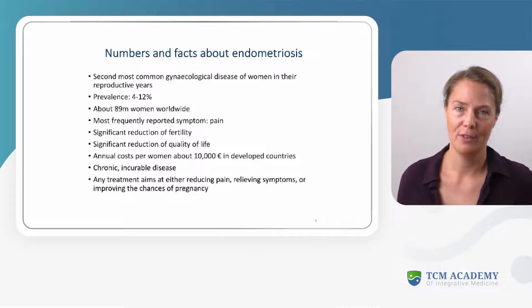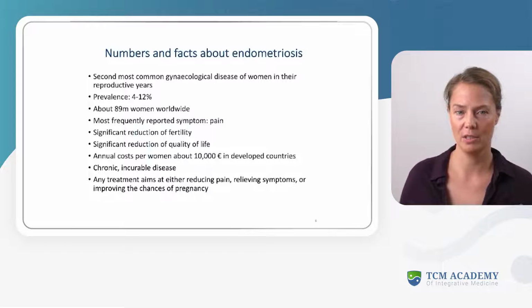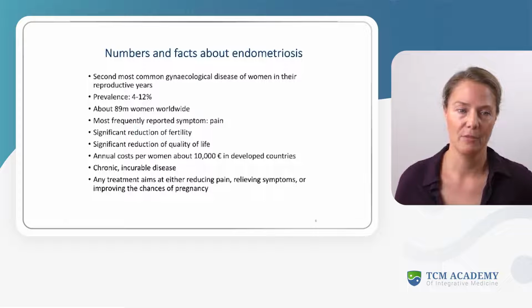The numbers and facts about endometriosis. Endometriosis is the second most common gynecological disease of women in their reproductive years. Endometriosis has a prevalence of 4 to 12%. This depends on different sources. And it affects about 89 million women worldwide. So it's really a huge problem.